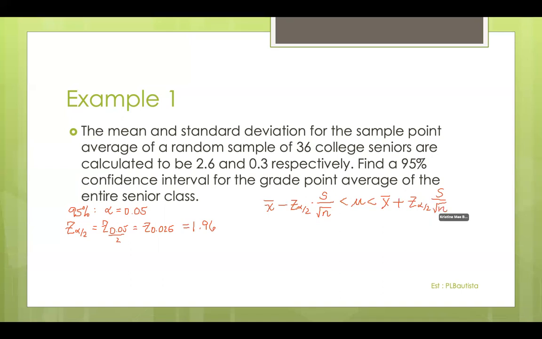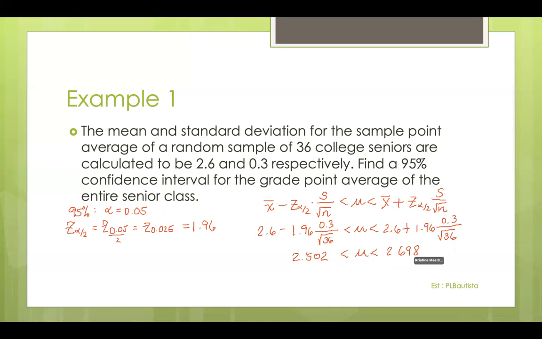Plugging in the given values, you would have 2.6 minus 1.96 times 0.3 over the square root of 36. And on the right-hand side, you would have the same except that you are adding. Solving for these values, you will get the answer of 2.502 to 2.698.